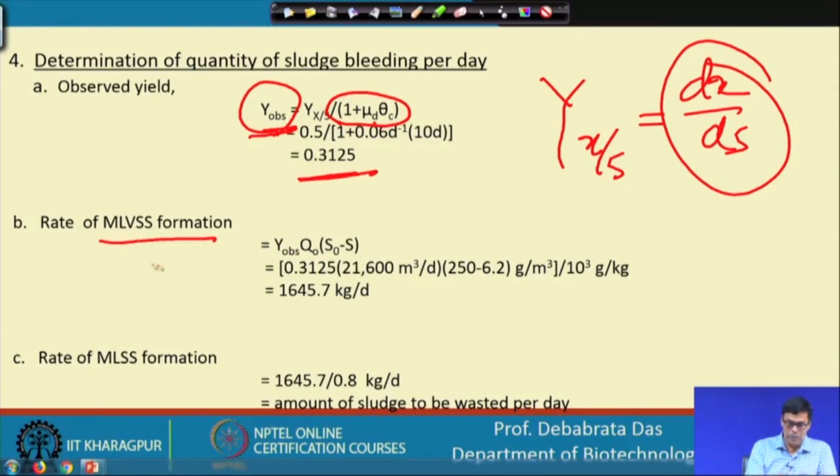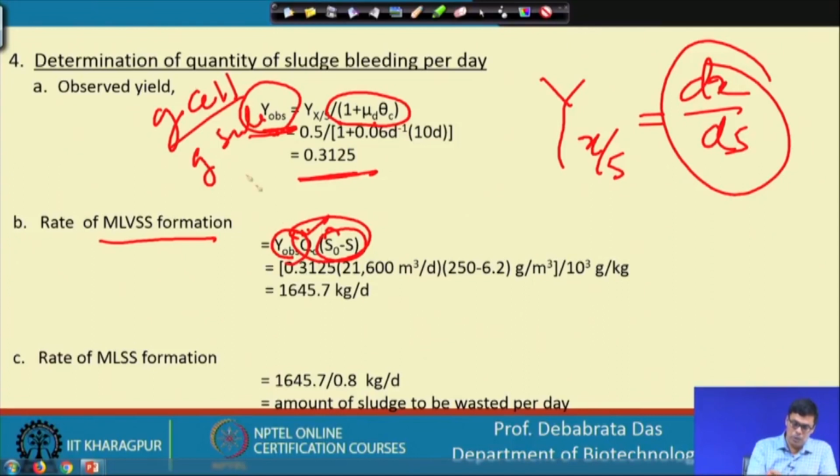The MLVSS formation: that is how you can calculate how much actual solid material forms. This is the flow rate, and this is the substrate conversion. From that we can find how much substrate is converted, and the observed yield means grams of cell mass per gram of substrate consumed. If you multiply by that, we get how much cell mass is produced. Now, MLVSS divided by 0.08 gives you the MLSS.